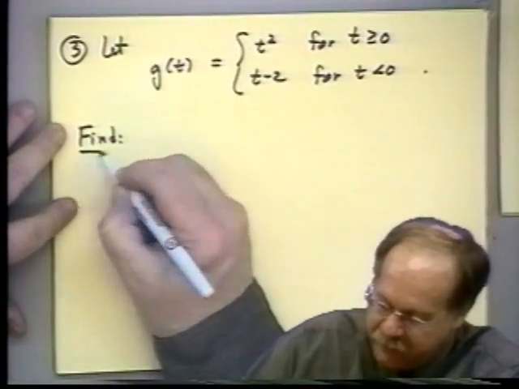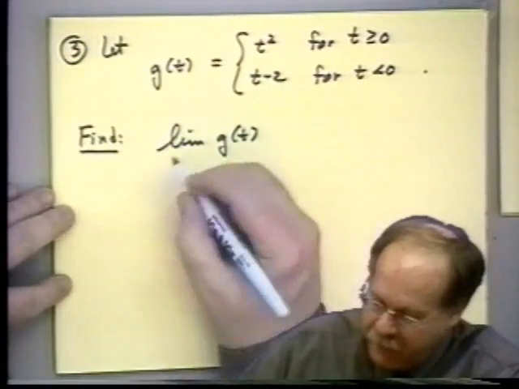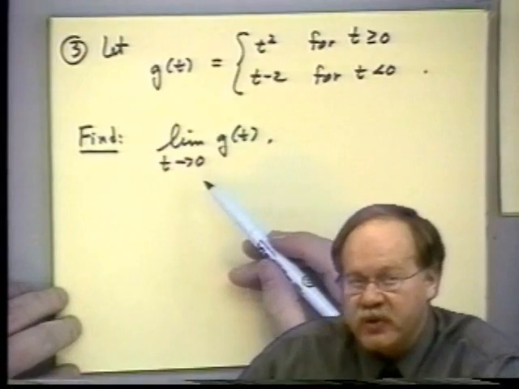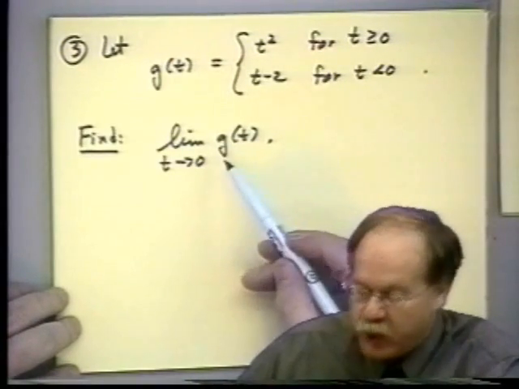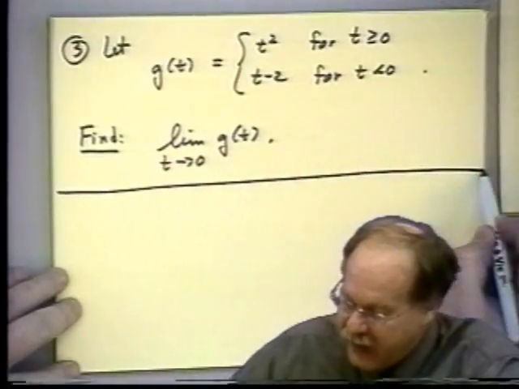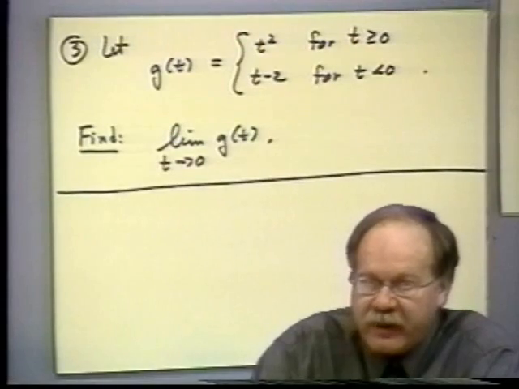Here's what I'd like you to try. Find the limit of g of t as t approaches 0. And remember, if this two-sided limit doesn't exist, check both one-sided limits and see if they exist. We'll at least get some information about this problem. So give it a try, and I'll be right back.